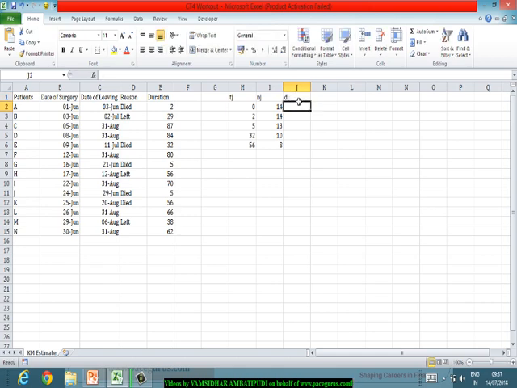So if I am looking at the number of deaths here, it is 0. If I am looking at 2, there is 1 death. At 5 there are 2 deaths, and then at 32 there is 1, and at 56 there is 1 death.